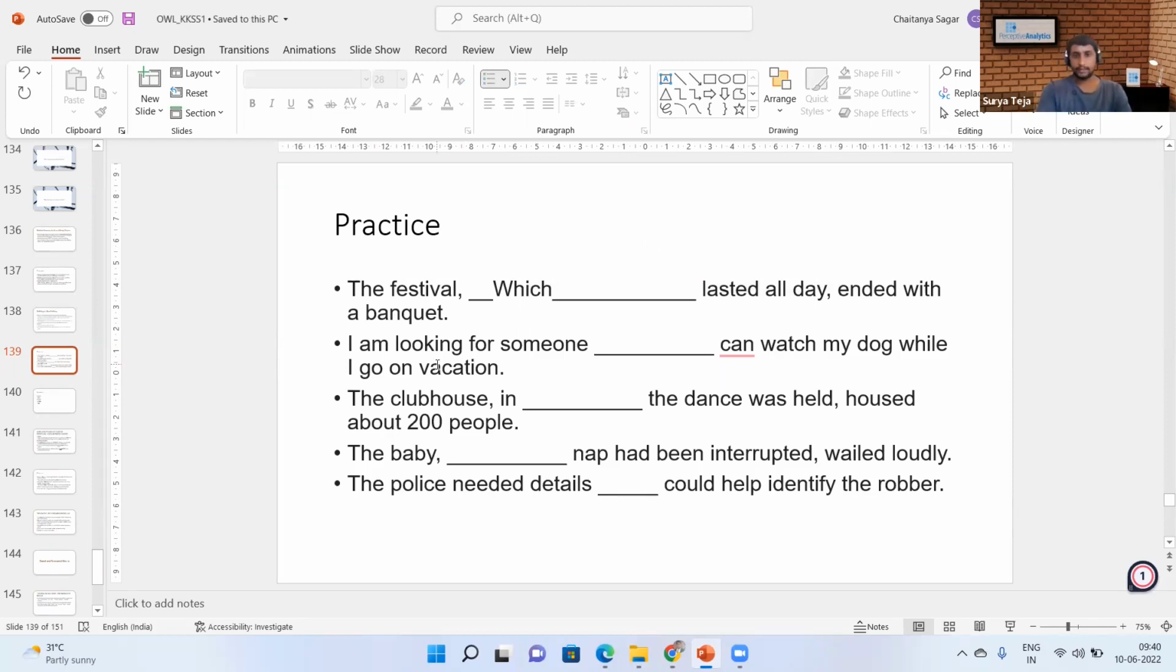If you see the second one, I'm looking for someone dash can watch my dog while I go on a vacation. What do you think would be the answer? Who? Okay. Okay.